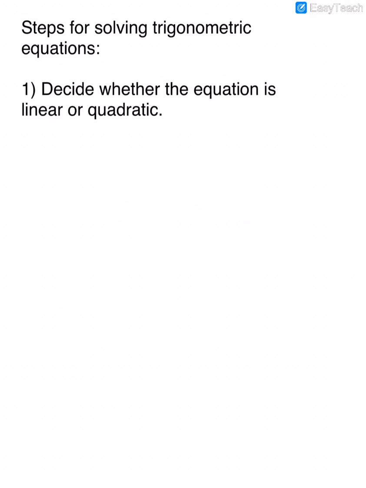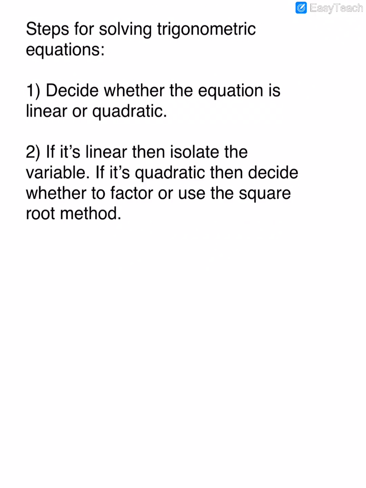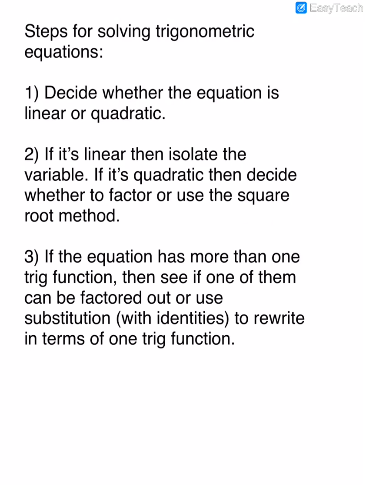The steps for solving trigonometric equations are as follows. First, decide whether the equation is linear or quadratic. If it's linear, then isolate the variable, and if it's quadratic, then decide whether to factor or use the square root method. If the equation has more than one trig function, then see if one of them can be factored out or use substitution with identities to rewrite it in terms of one trig function.